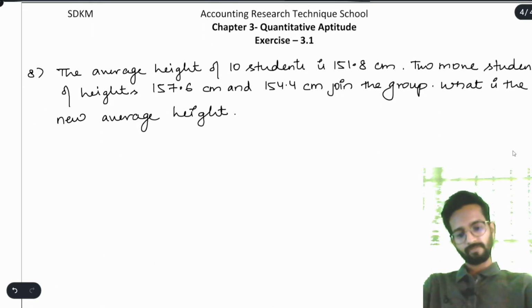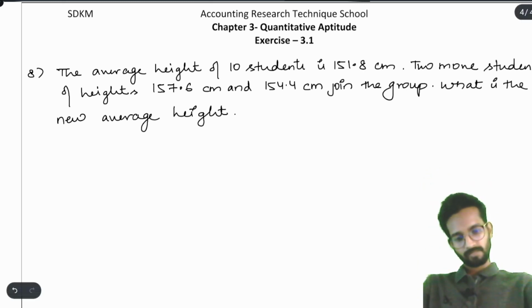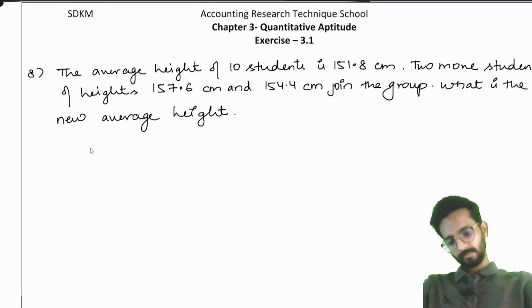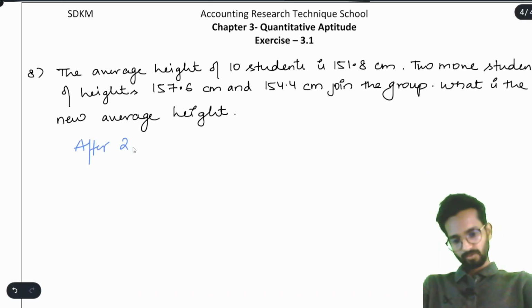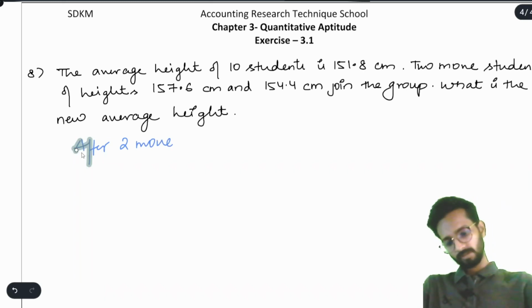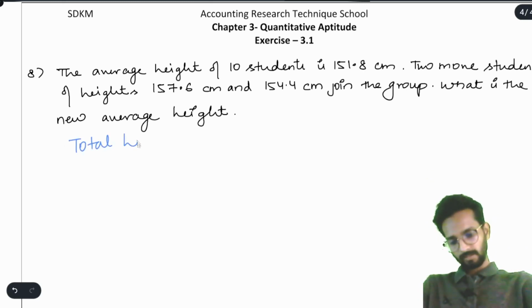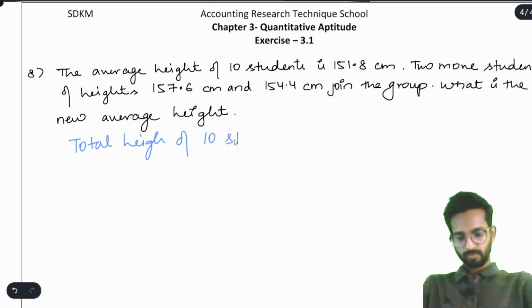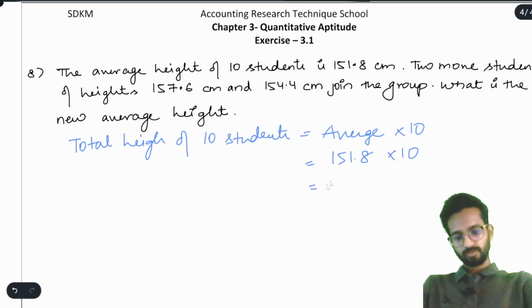The average height of 10 students is 151.8. Two more students of height 157.6 and 154.4 join the group. What is the new average height? See, very easy. The average height of 10 students is 151.8. So you can do one thing: the total height of 10 students, how much will it be? 151.8 is the average, so I can say average multiplied by 10. Average is 151.8 into 10. So it will be 1518 centimeters. This is your total height.